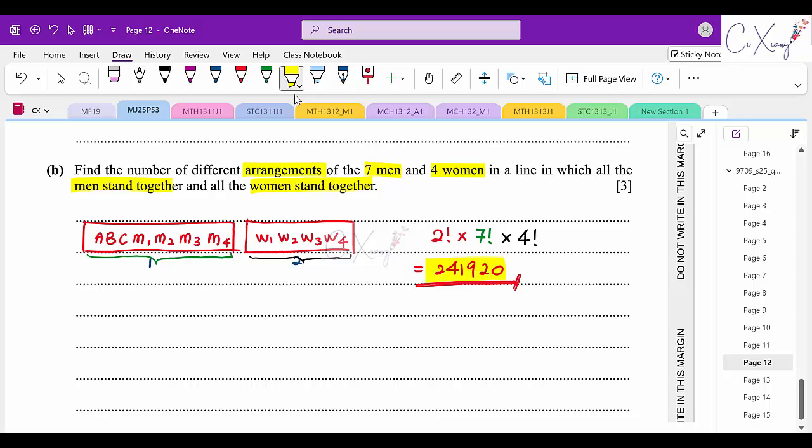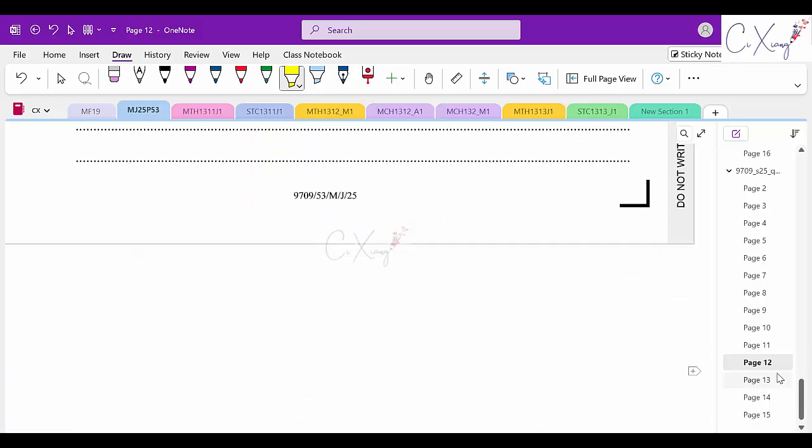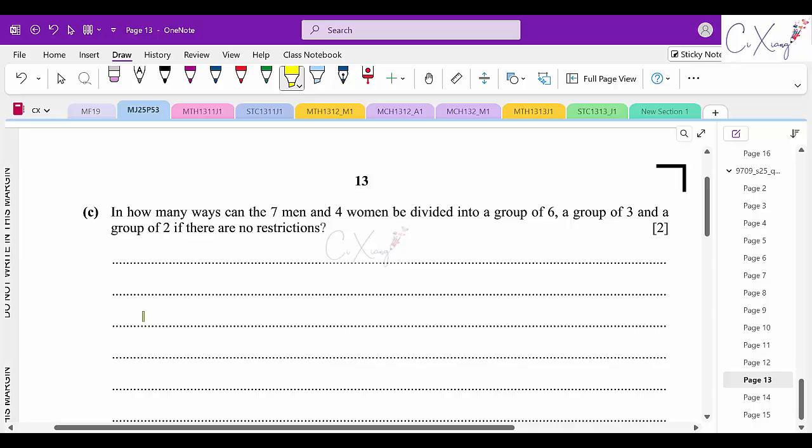Right, so this is part B. Then let's continue to part C. Now they're asking how many different ways can 7 men and 4 women be divided into a group of 6, 3, and 2 if there's no restriction. So I just want to separate them into 3 different groups.